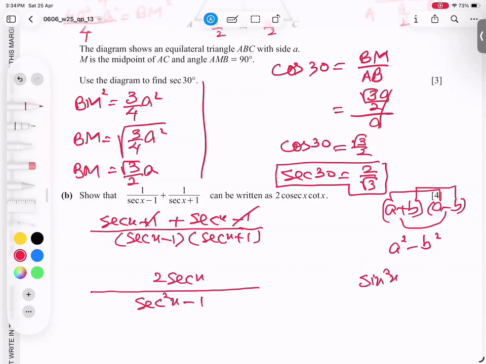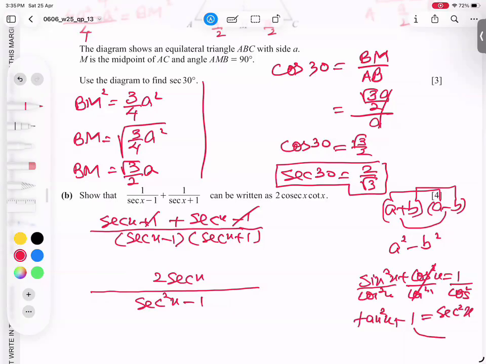Sine square plus cos square is 1. It is given on the formula sheet. If we divide by cos square, this cancels 1 and this becomes tan square. And 1 by cos square will become secant square. So it means if I bring 1 on the other side, it becomes tan square x equals secant square x minus 1. So does it match? Yes, it matches. I can replace by tan square.